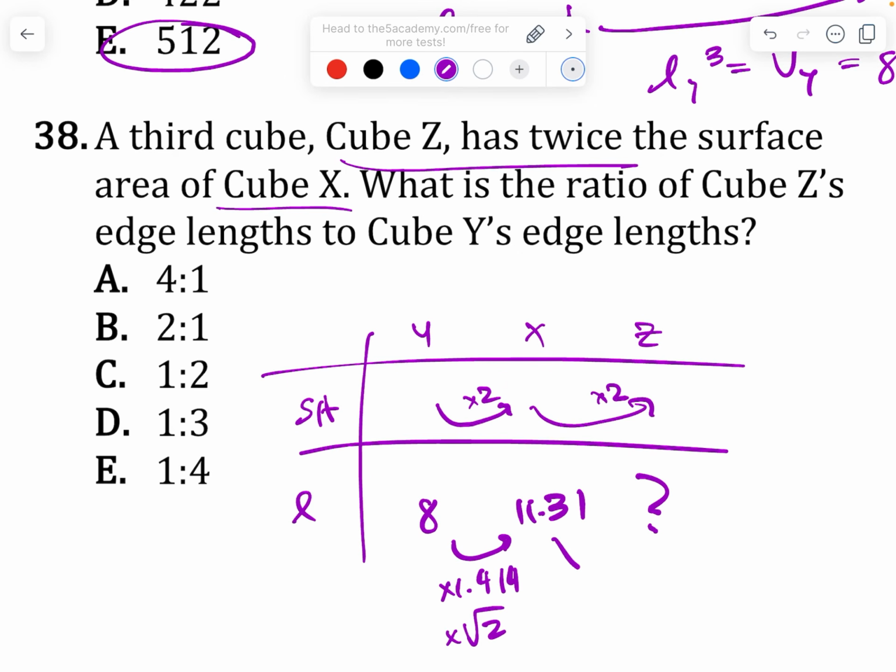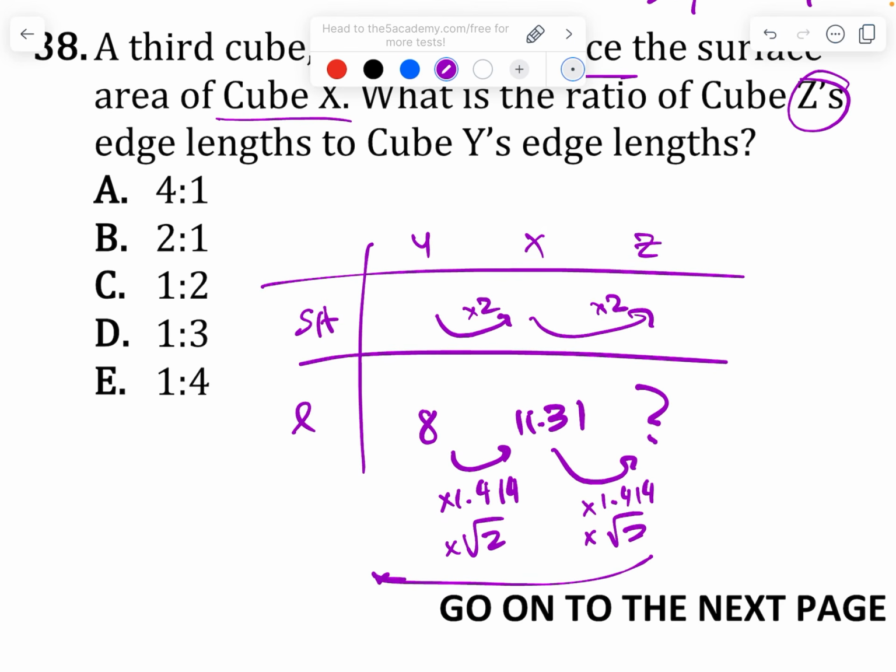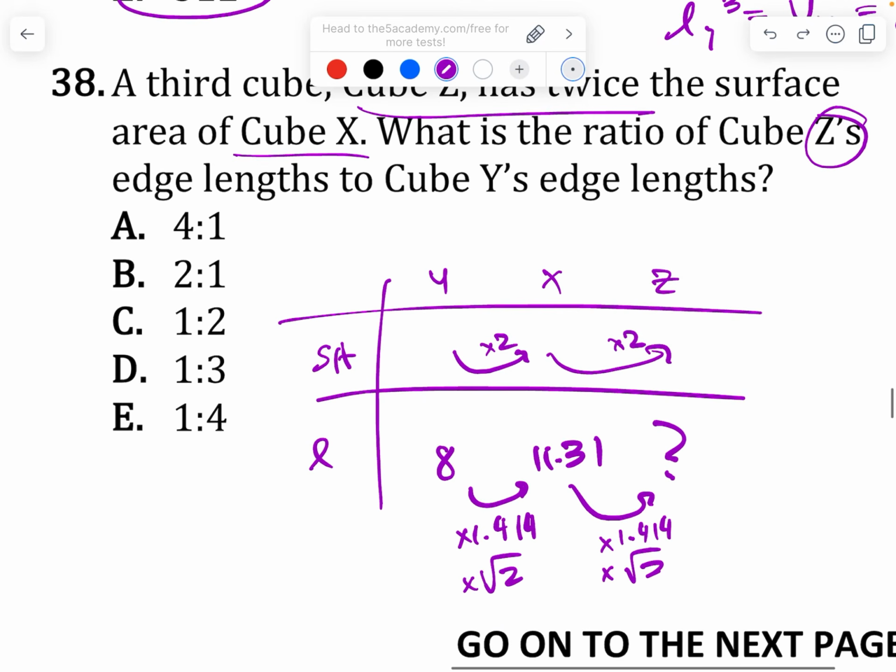So if I increase my surface area by the same ratio, I'm going to do the same thing again, times 1.414, times square root of 2, okay? That's the ratio of the edge lengths from x to z. Now, the question is not x to z, it's from z to y. So we're comparing z to y. It's going to be, z is going to have square root of 2 times square root of 2, which is 2. The ratio is going to be 2 to 1, right?